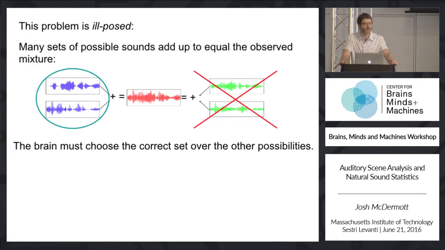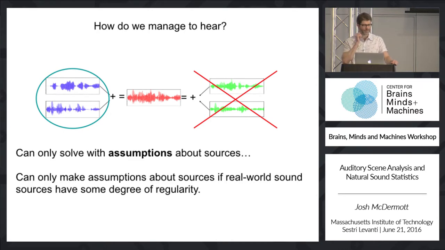And so this problem of taking that mixture as sensory input and inferring the structure of one or more of the sources is a classic example of the kind of thing in perception that we call an ill-posed problem. And it's ill-posed because there are many sets of possible sounds that add up to equal the observed mixture. So this red signal here is what is entering your ears. It's generated by these two blue signals, which are the things that occurred in the world. And the problem is that there are lots and lots of these pairs of green signals, which are distinct from the ones that occurred in the world, but that also sum up to be equal to that mixture that you observe. And so somehow your brain has to choose the correct set of sources, the blue ones, over all the other possibilities. So how on earth do we manage to hear?